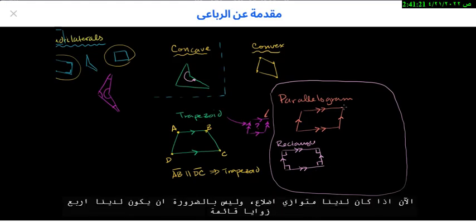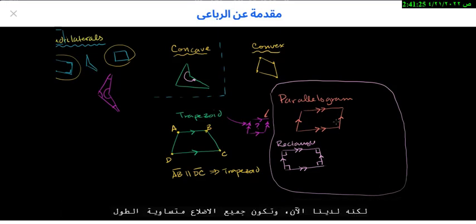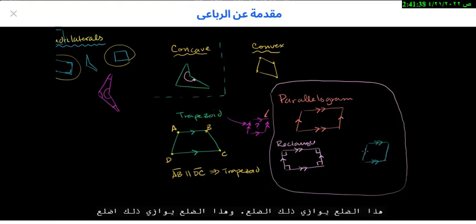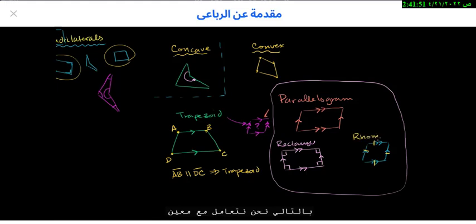Now, if we have a parallelogram where we don't necessarily have four right angles, but we do have the length of all the sides being equal, then we're dealing with a rhombus. So let me draw it like that. So it's a parallelogram. So that side is parallel to that side. This side is parallel to that side. And we also know that all four sides have equal length. So this side's length is equal to that side's length, which is equal to that side's length, which is equal to that side's length. Then we are dealing with a rhombus.